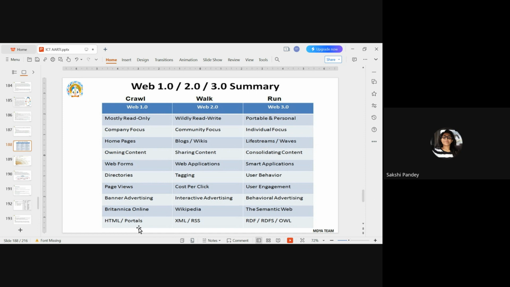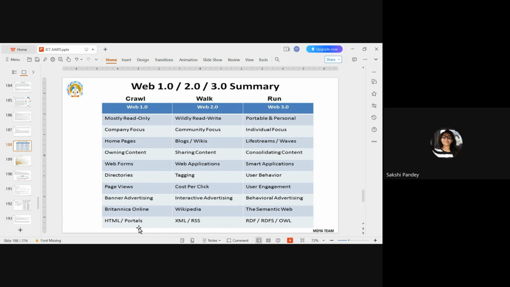Okay, so the basic difference between 1.0 and 2.0 is to write. You can write, you can give your own content, you can share your own content. And in Web 3.0, we can share our content wherever we want, like podcasts and all. Podcast comes in Web 2.0.